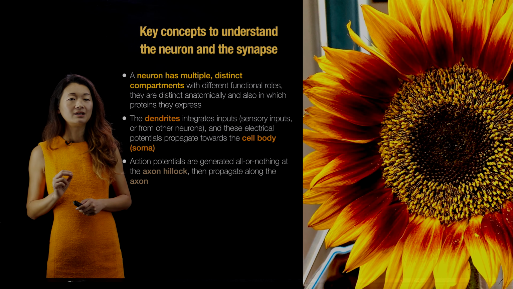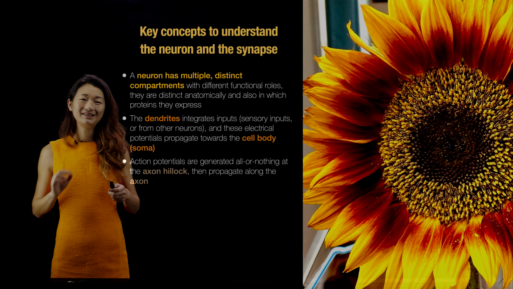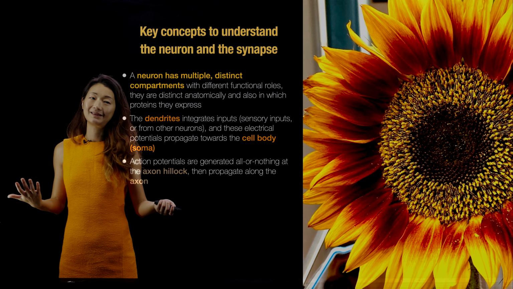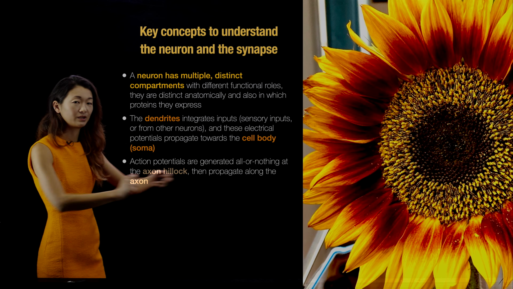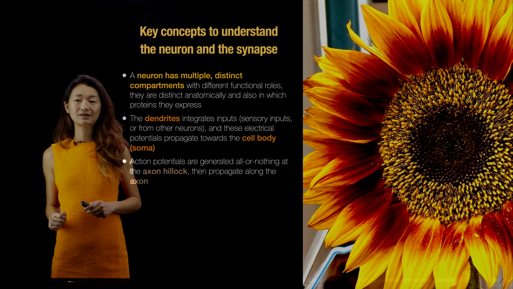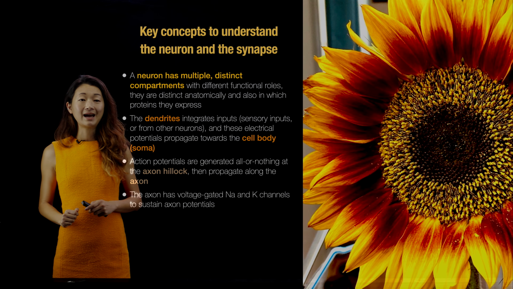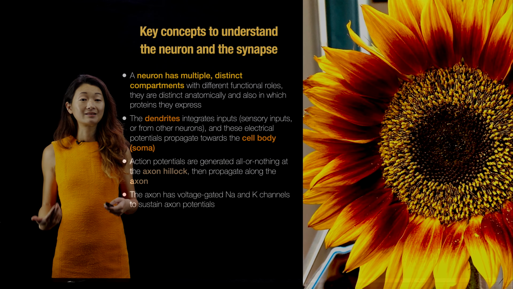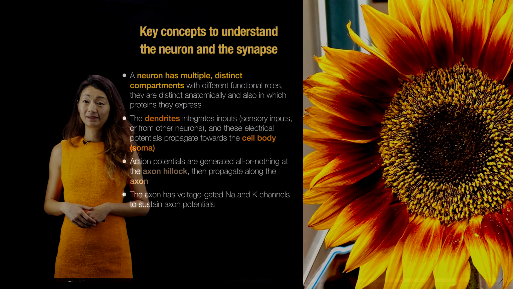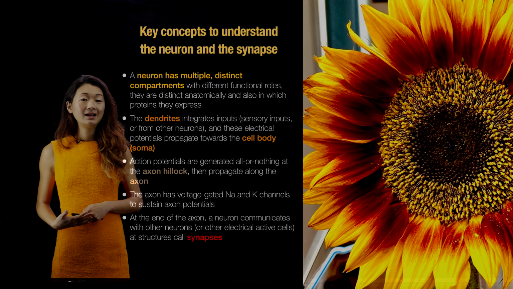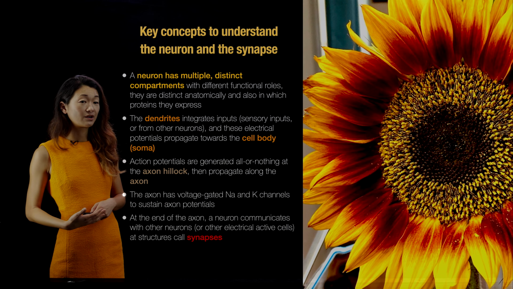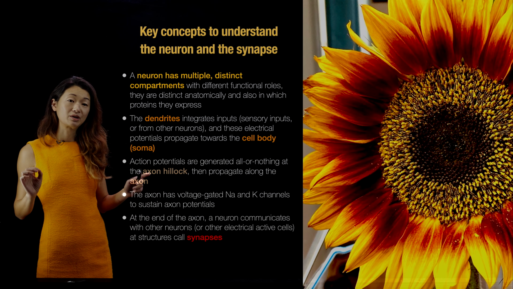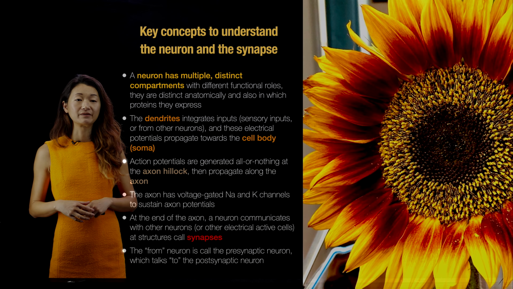Now, action potentials are then generated as all-or-nothing events at the axon hillock, and once they're generated, if they're generated, they then propagate along the axon in the same way that we learned about in the previous video about axonal action potential propagation. And the axon is where all of the voltage-gated sodium and potassium channels are, which is what allows it to sustain action potentials. This is also where we would find myelination if the cell had any. And at the end of the axon, the cell communicates with other neurons or other electrically active cells, for example muscles, at structures that we call synapses. And we talked about the structure of those synapses.